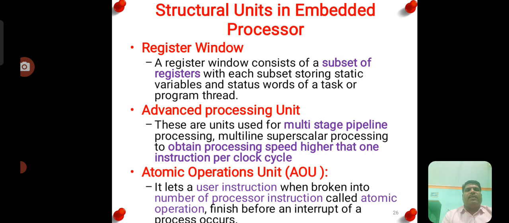Advanced processing unit: these are units used for multi-stage pipeline processing and multi-line superscalar processing to obtain processing speed higher than one instruction per clock cycle. Atomic operation units: they let a user instruction, when broken into a number of processor instructions called atomic operations, finish before an interrupt of a process occurs.